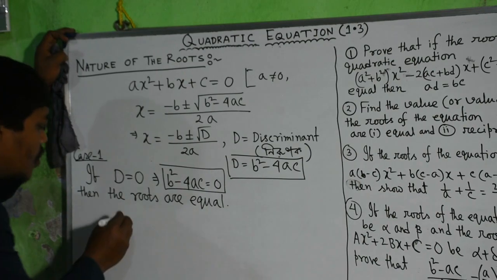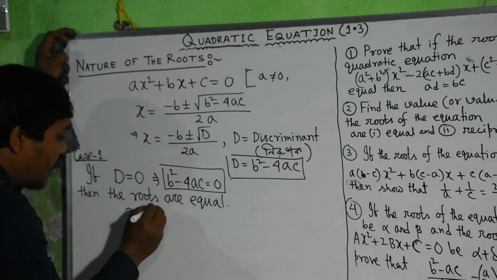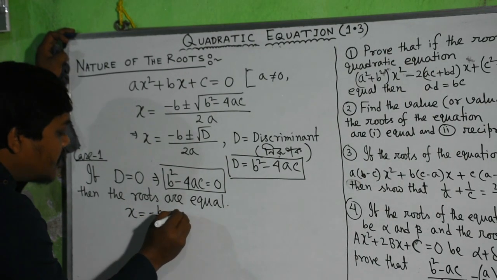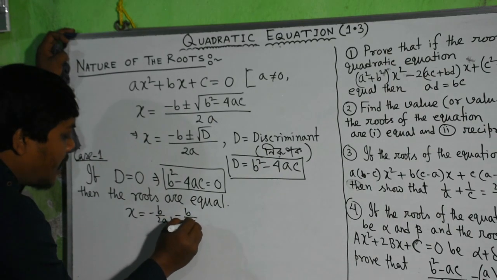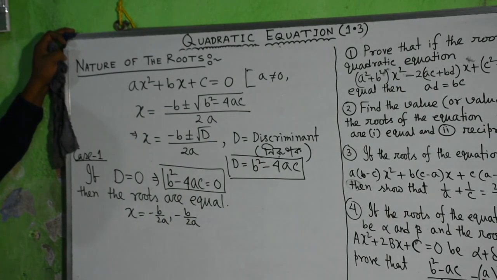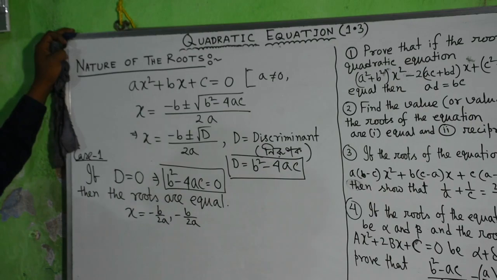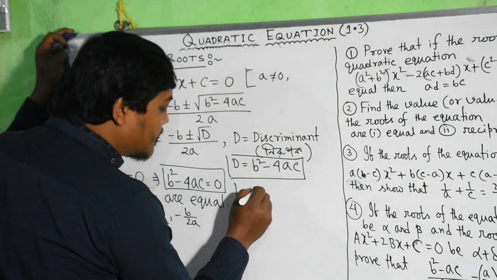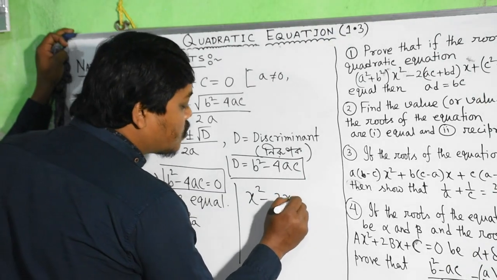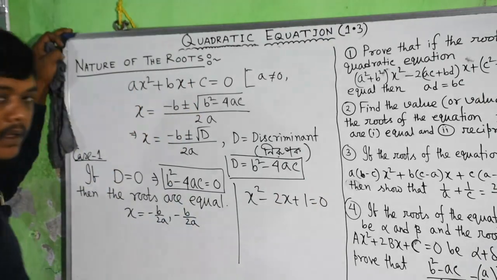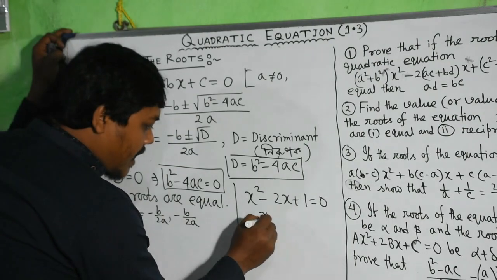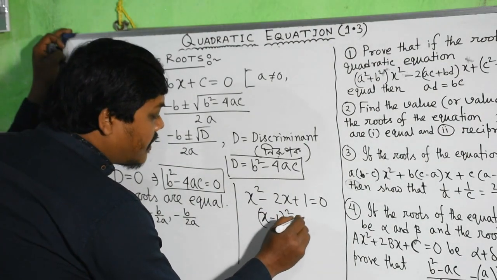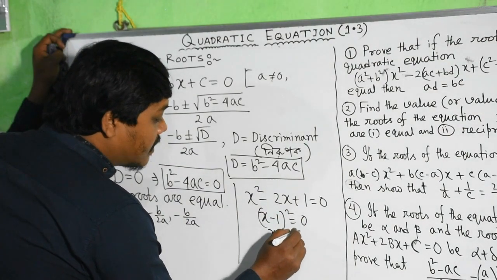So what are the roots? The roots are minus b by 2a and minus b by 2a. That means this is a multiple root. For example, consider x minus 1 whole square, that means x square minus 2x plus 1 equals 0. And you know that x minus 1 whole square equals 0, so the root is x equals 1.